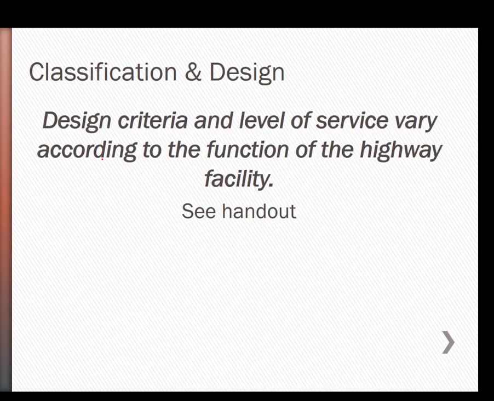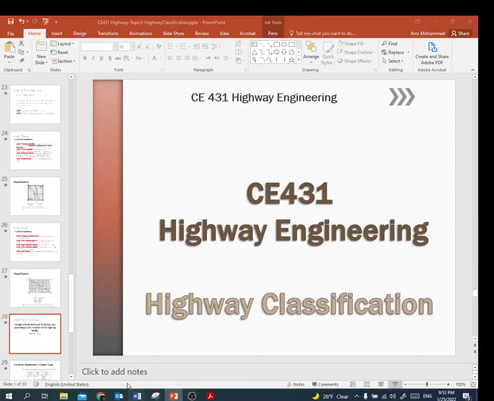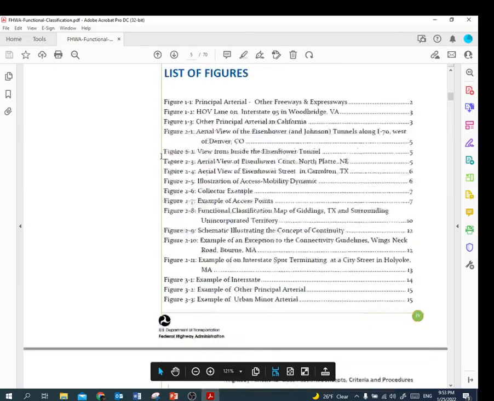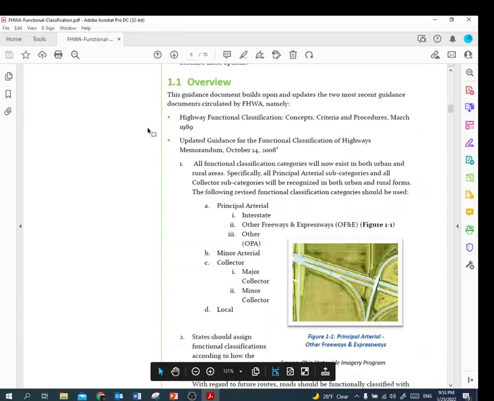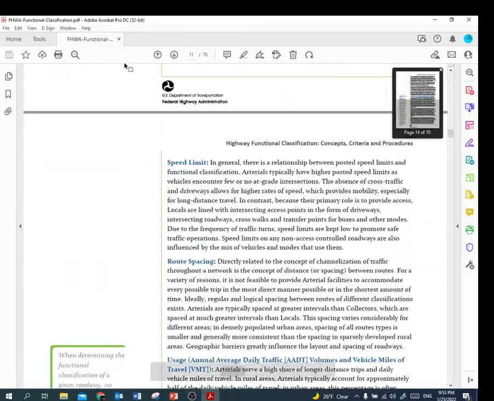Again, when we do the classification, we know that now the design criteria, which we'll be studying next, and the level of service, they change according to the function of the highway facility. And we're going to give you the handout. Let me first actually show you the handout that I keep talking about. So when we go to our document here, this is the handout that classifies between the different kinds of highways.